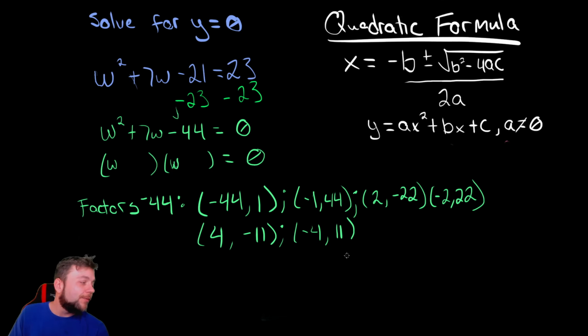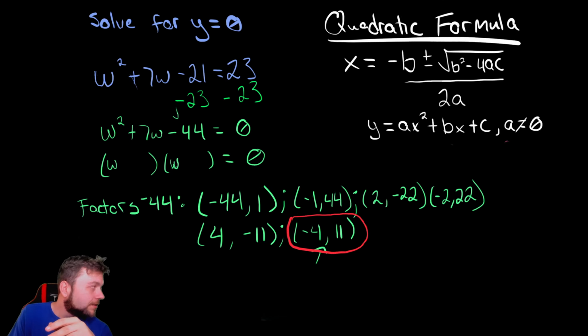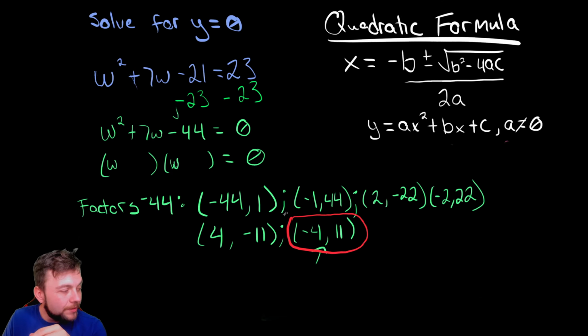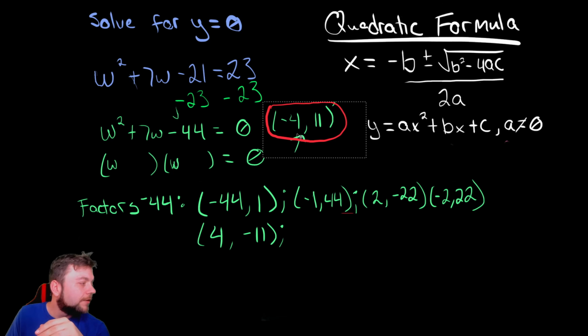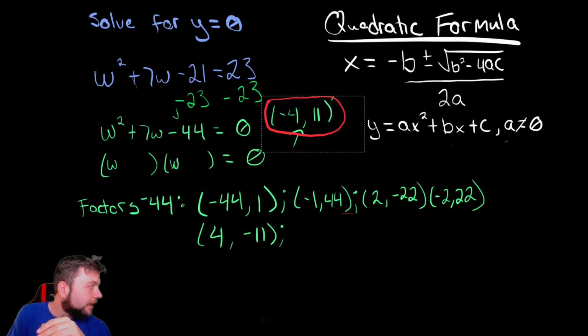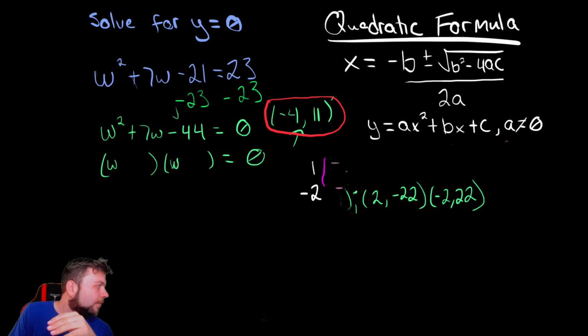So we want a positive 7. So it's that last one. That one right here is our key to success. And I'll move this right up here. And we will erase the rest of this because that is super messy. Okay. That's small.